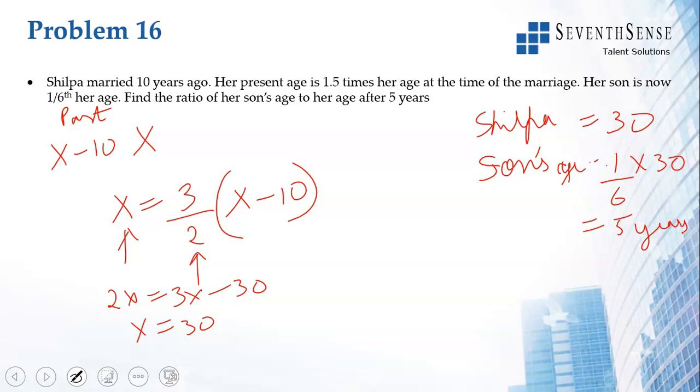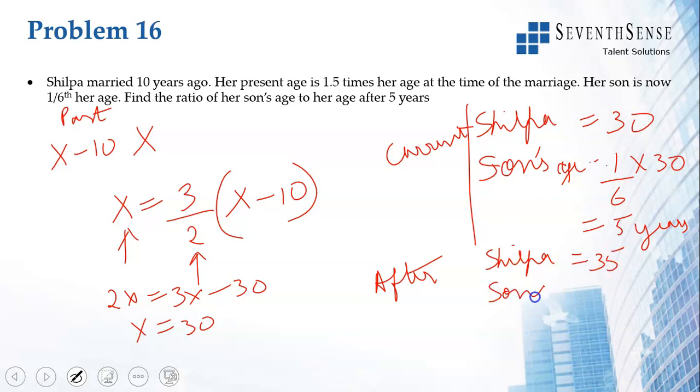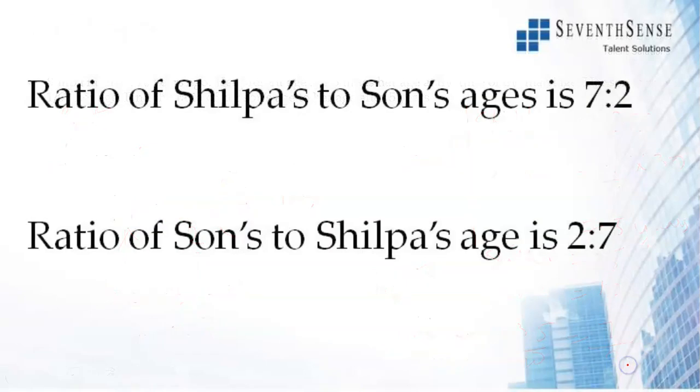Find the ratio of her son's age to her age after 5 years. So this is all current age. After 5 years, what do you get? Shilpa is 30 plus 5, 35. Son is 5 plus 5, 10. The ratio of Shilpa's age to son's age is 35 by 10. You can divide by 5 and write it as 7:2 or 3.5:1. Ratio is 7:2.